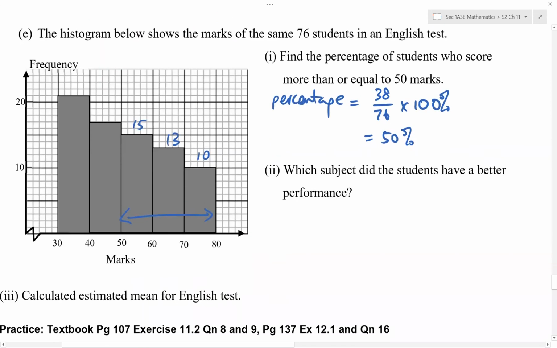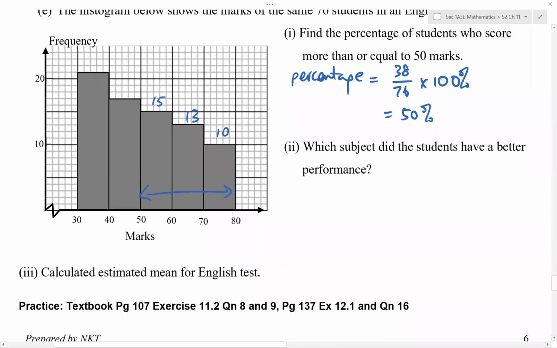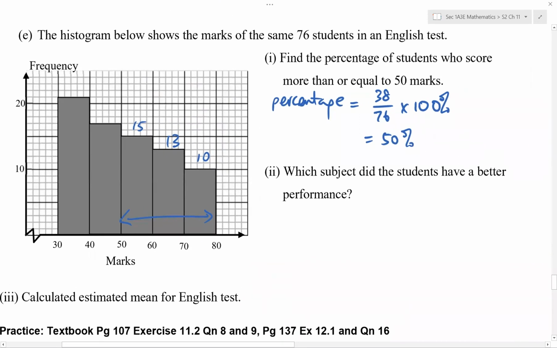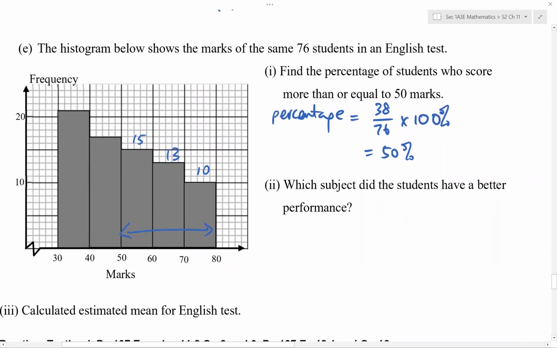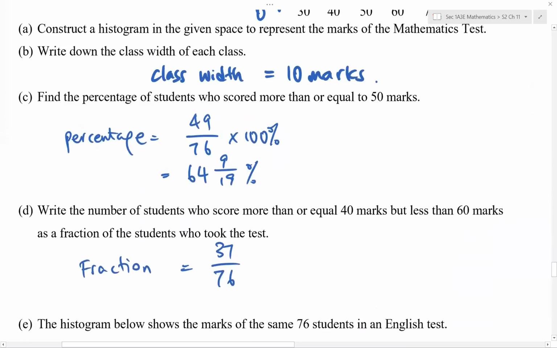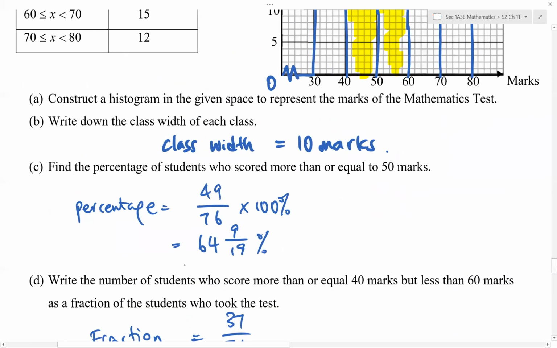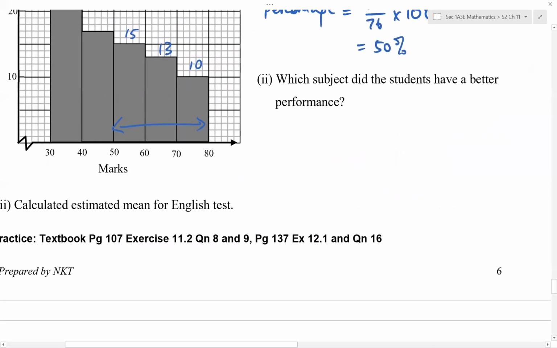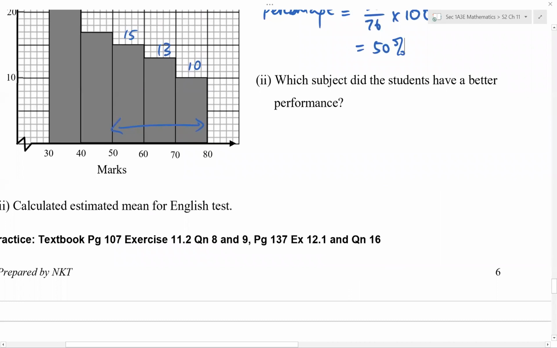Now in part 2, which subject did the students have a better performance? So in this case, what we can say is that comparing, because in part 1, right, we looked at the percentage of students who scored more than or equal to 50 marks. In English, it was very nice, 50%, but in mathematics, we had a higher percentage. So we can actually use that as one of the ways to compare.